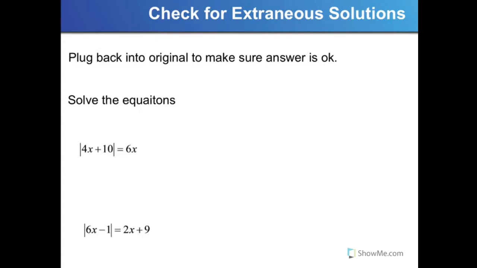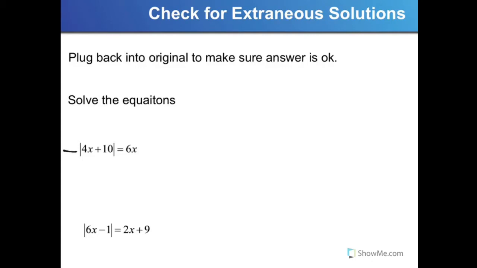Today we are going to look at what happens when you have a variable on both sides of the equation. And the big thing that can happen now is that you can get extraneous solutions. So you solve the whole thing, but you get one that doesn't really work when you plug it back into the original. To see what I mean, let's solve this first equation.